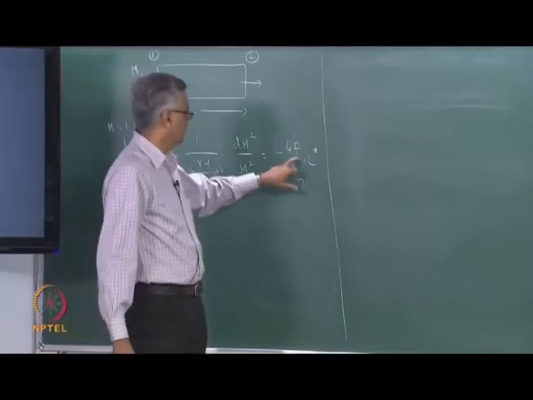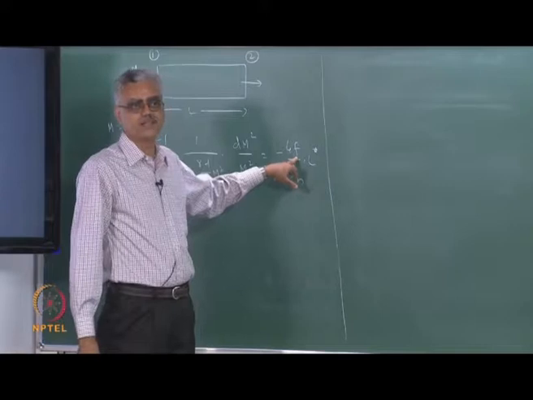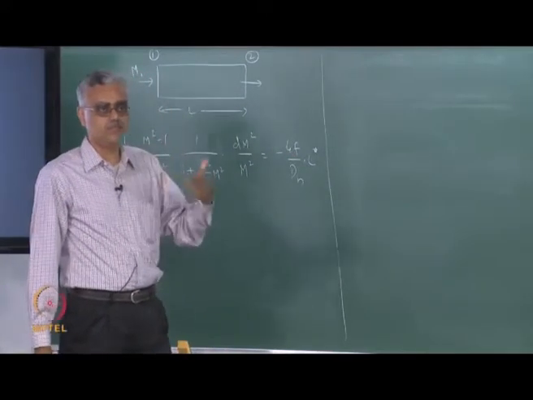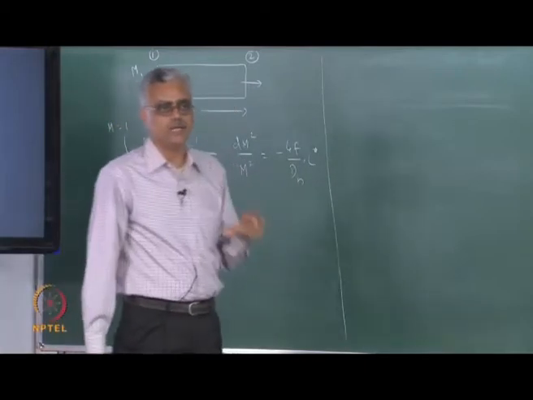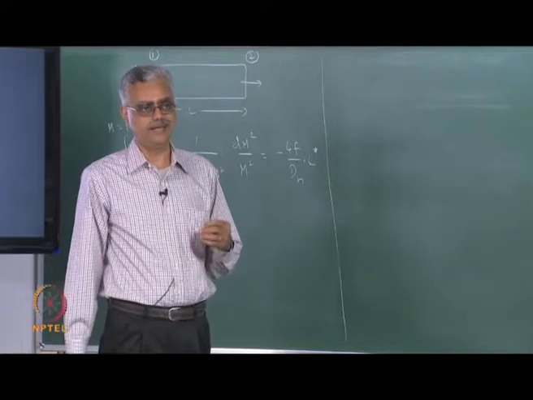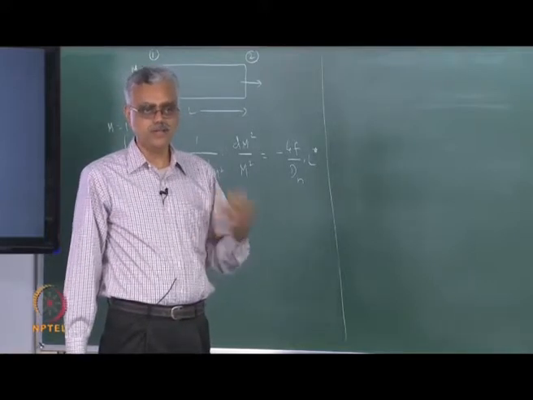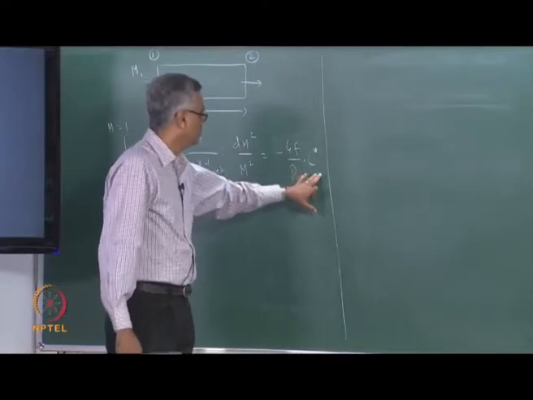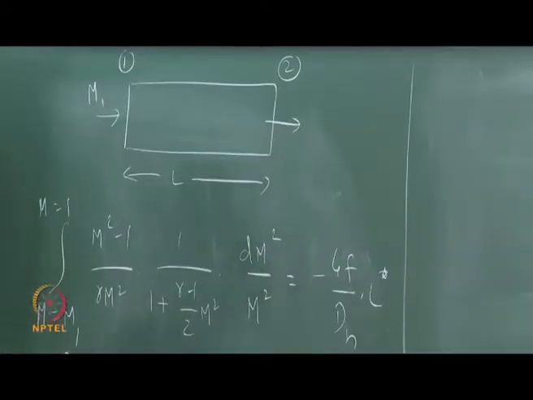Notice that we are assuming that the friction factor F is constant along the length of the duct. In fact, we are not accounting for variations in the friction factor. Usually for these problems you will notice that for the kind of Reynolds number that we are operating at, friction factors will not vary significantly. So this is a very good engineering assumption. So this is L star corresponding to M1.